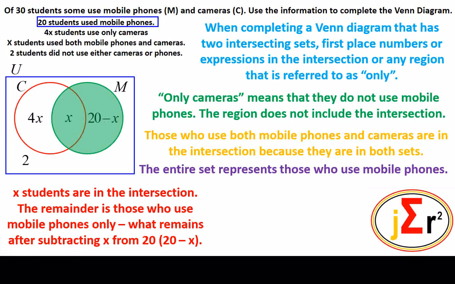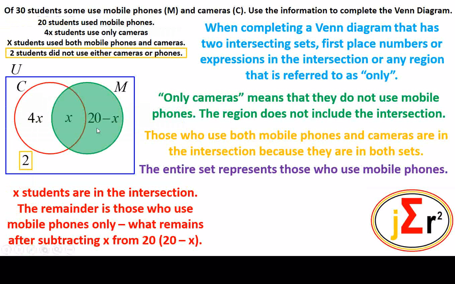Those who use mobile phones only will be the remainder when we subtract X of those students from the total number of students who use mobile phones, which is 20. So that will be 20 minus X.